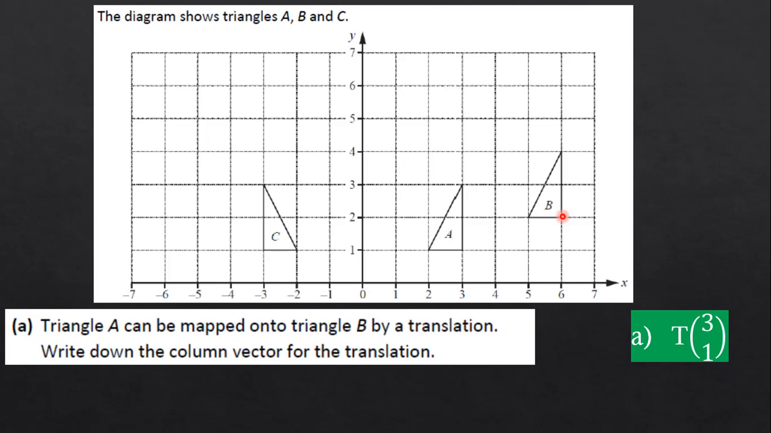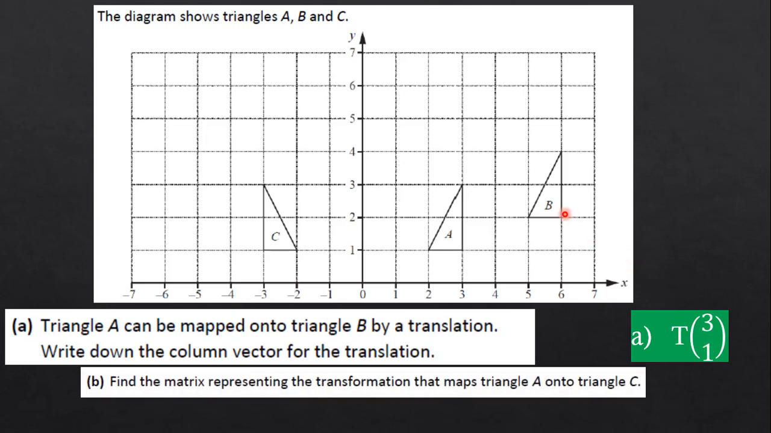If you want to consider any other vertex of triangle A, you can. Just for instance, take this vertex. It is moving 1, 2, 3, positive 3 units in x direction and positive 1 unit in the y direction. Hence, all the points of A will be translated with the translation vector of 3 units in x direction and 1 unit in the y direction, and you will get the image of A, which is B. Let us now move to part B.